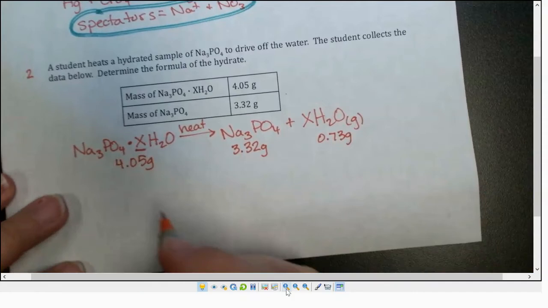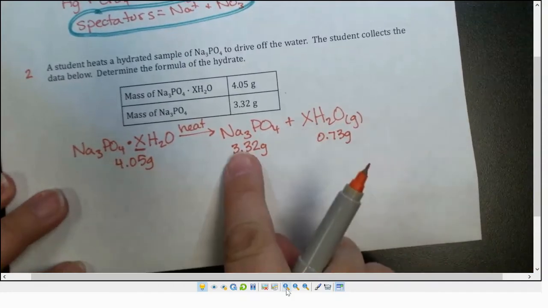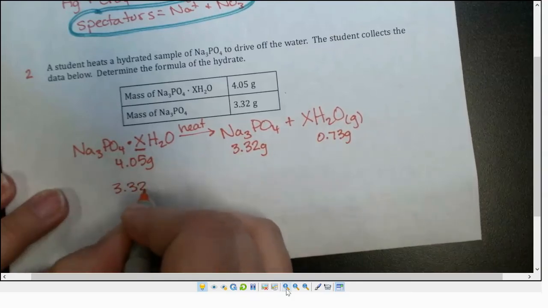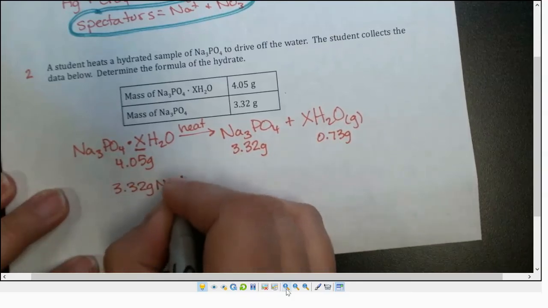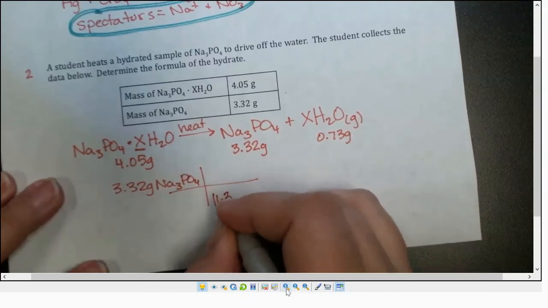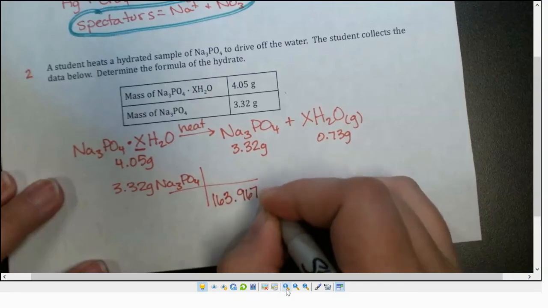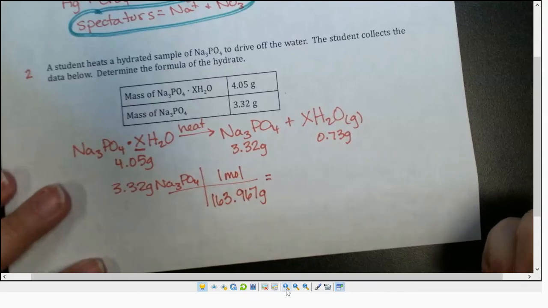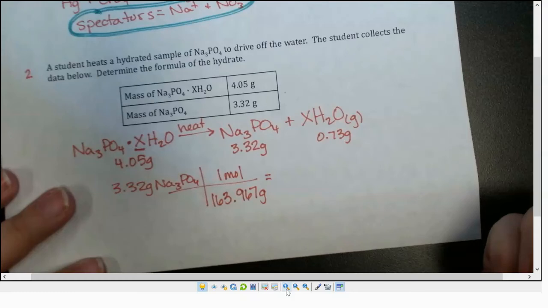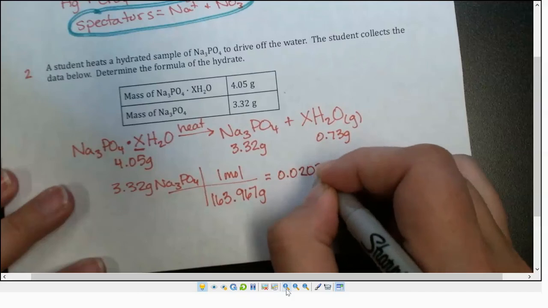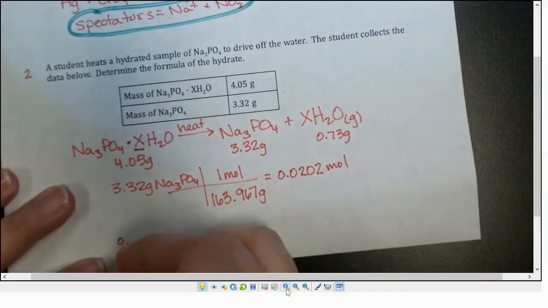Since we're trying to figure out the ratio of Na3PO4 to H2O, we're going to convert both of these things to moles. So 3.32 grams of Na3PO4 divided by its molar mass, which is 163.967, give or take. Please don't get upset if your molar masses don't match mine exactly. It depends on what periodic table you're using. I use the one on my wall. The blue one only rounds out to 2 decimal places, I think, so they're slightly different. This comes out to be 0.0202 moles. Do the same thing for the water.